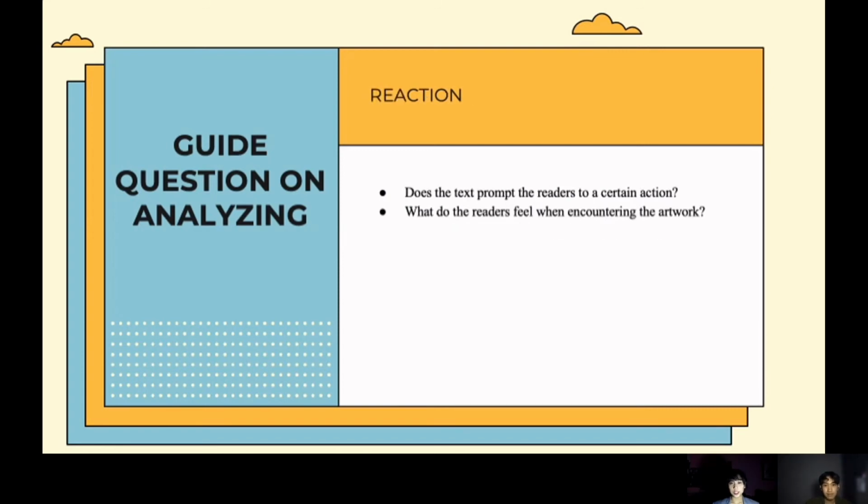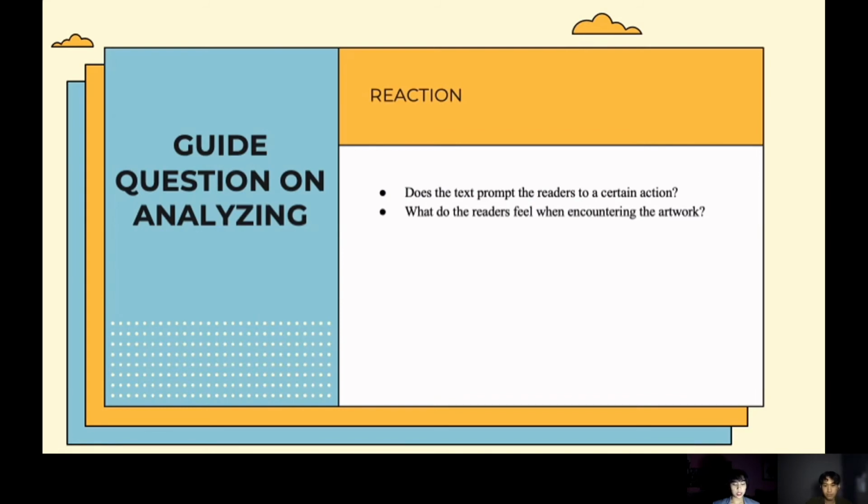So now let's proceed to the reaction. Number one, does the text prompt the readers to a certain action? And number two, what does the reader feel when encountering the artwork? Does she feel sad? Does she feel happy, or what? It is all involved in the reaction as a guide question on analyzing. So now we're done with the guide questions on analyzing.